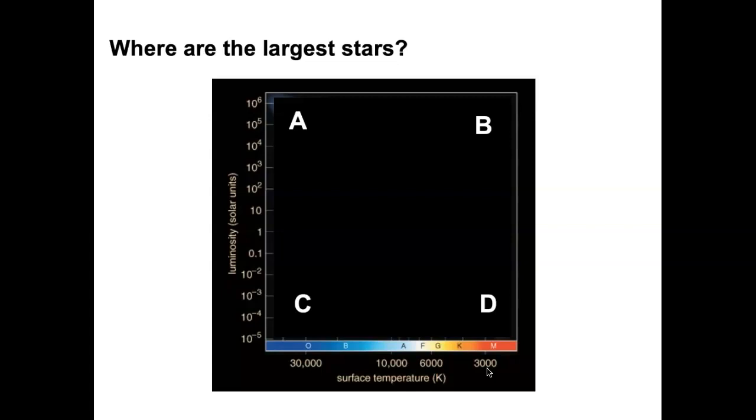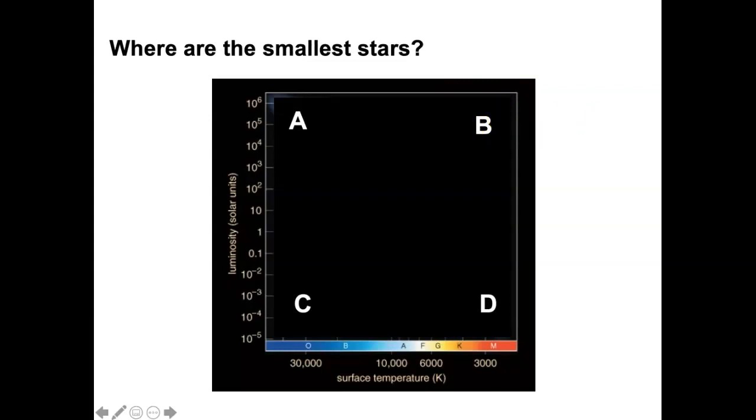They must be getting their luminosity from their size. They must be getting their luminosity from their radius. These stars must be really, really big because they're certainly not getting their luminosity from their temperature. Right? So yeah, the stars at B, those are going to be the biggest stars.